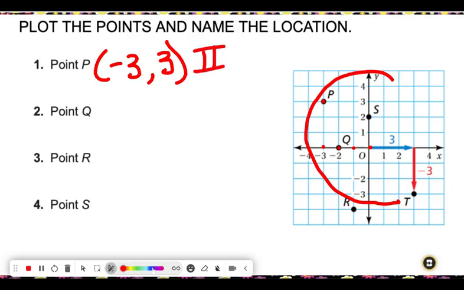Point Q. Let me change the color. Point Q is here. Start at 0, I go backwards 1, 2, so -2, and I don't go anywhere up or down. So it's (-2, 0). So that location is on the x-axis.